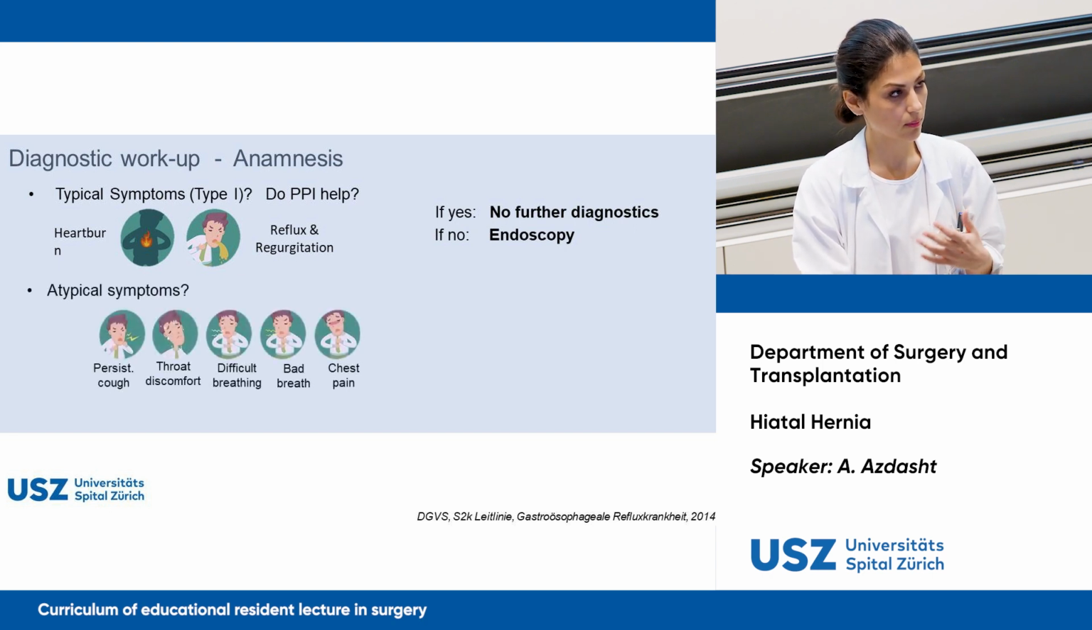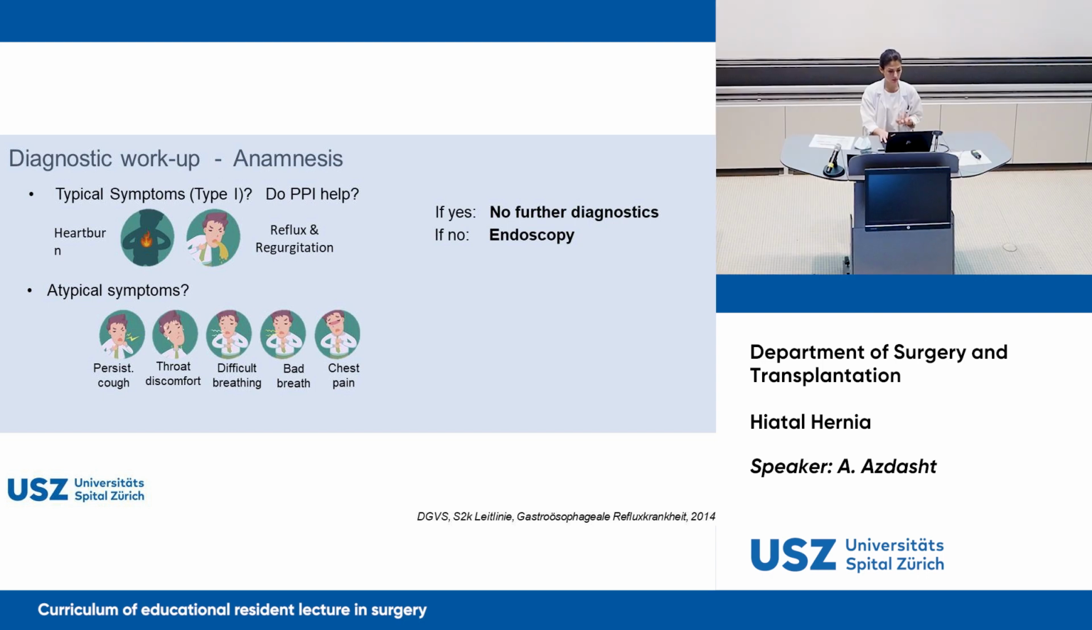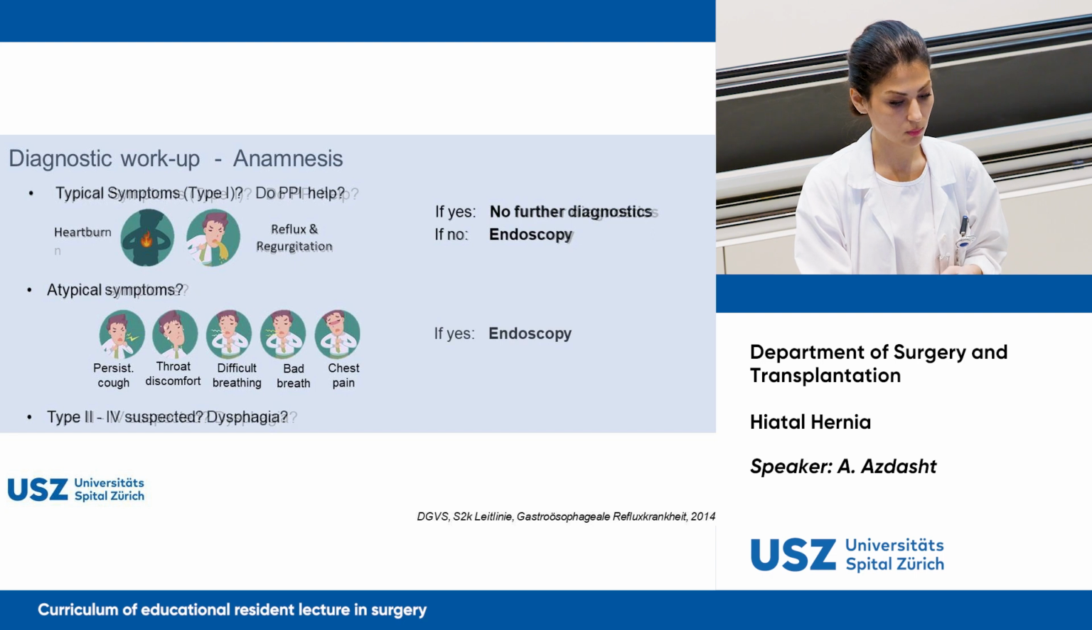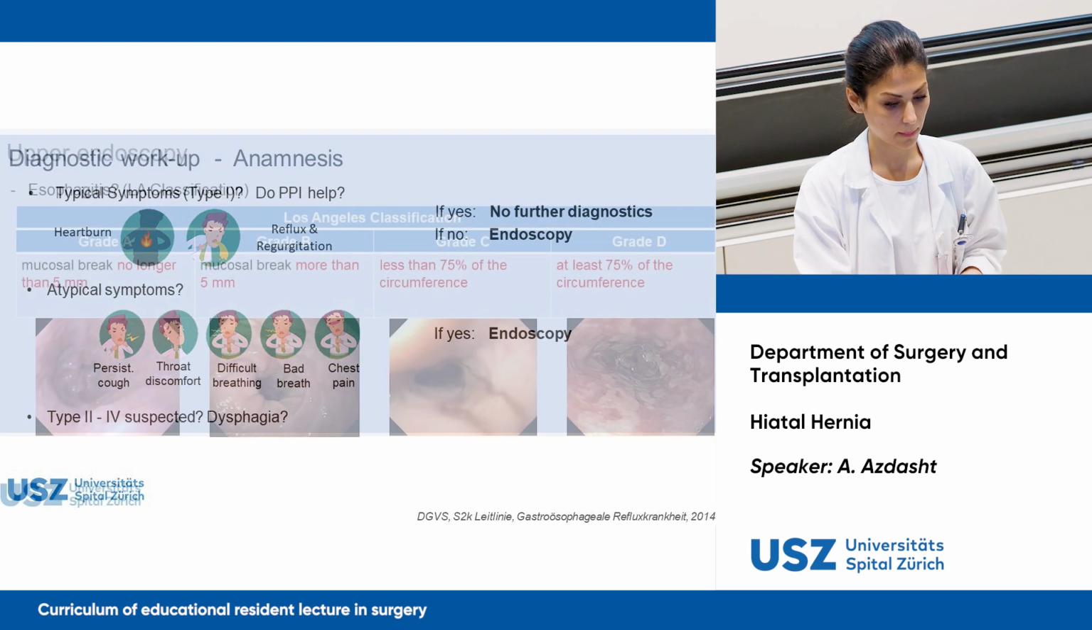Another question is whether the patient suffers from atypical symptoms, such as difficulty breathing that leads to asthma, or persisting cough, or bad breath, or chest pain. Or do we have a suspicion for a type 2 to type 4 hernia? Do we have any obstructional symptoms, such as dysphagia? If these questions are answered with yes, we also go for endoscopy.